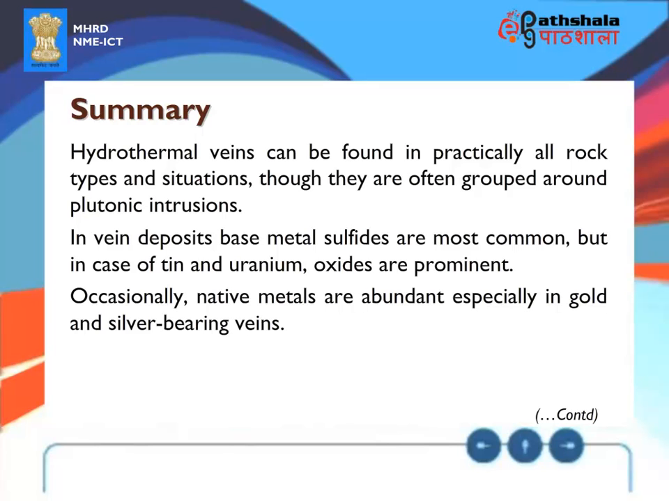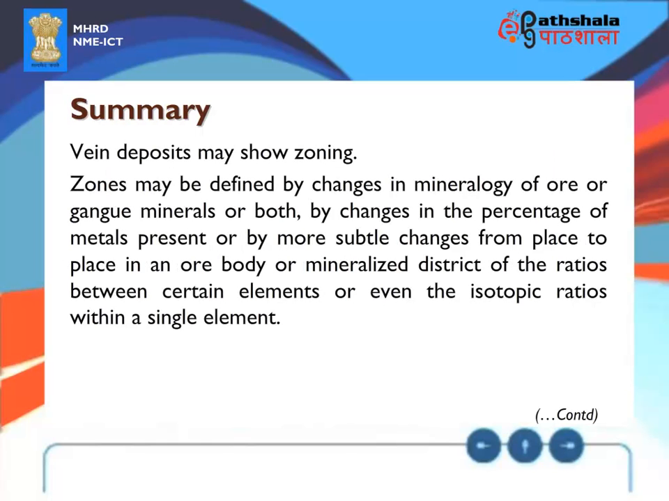In vein deposits, base metal sulfides are most common, but in case of tin and uranium, oxides are prominent. Occasionally, native metals are abundant, especially in gold and silver-bearing veins. Vein deposits may show zoning.